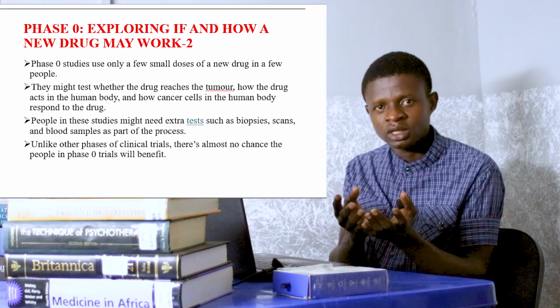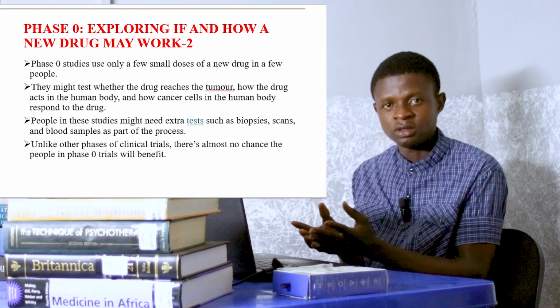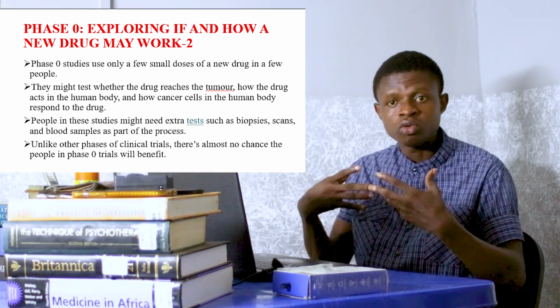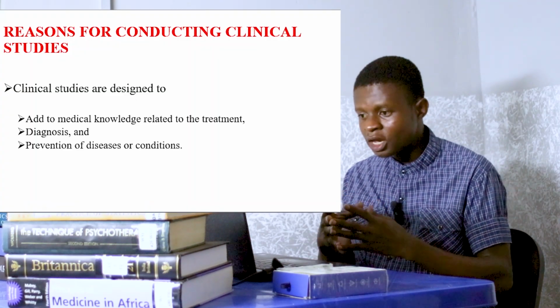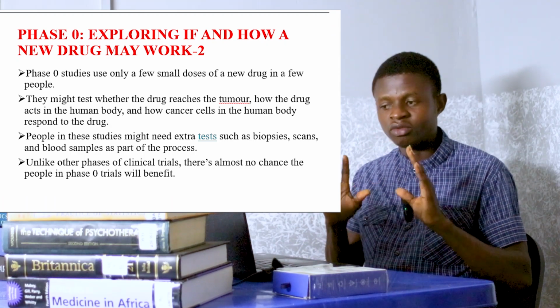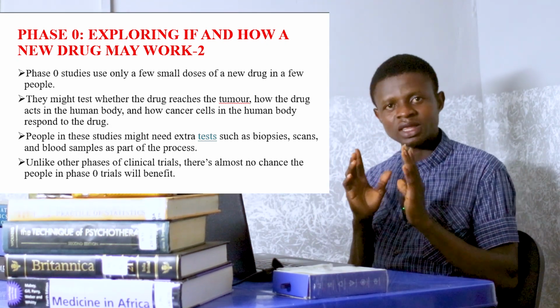So if it is leukemia that you are coming up with a new drug or vaccine to prevent, at the beginning of the study you take samples, then you test to see the level, and then at the end also you take samples to see how far the drug has been able to provide treatment to the people. And then unlike other phases of clinical trial, there is almost no chance of the people in phase O to benefit. So most of the time, phase O people, they don't benefit.